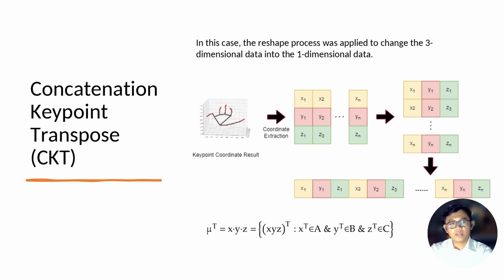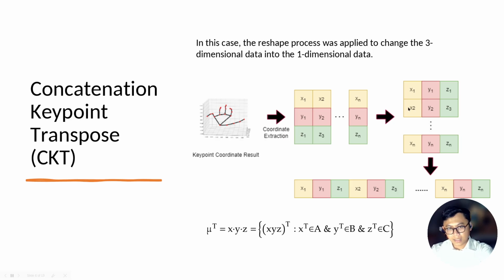So, what is the concatenation key point transpose? In the previous sections, we explained how we get the key points by using MediaPipe. After we got the key point coordinates, the x, y, and z, we totally got maybe around 60 points, and for each point we have three values x, y, and z. The concatenation key point transpose, or CKT, will transform this three-dimensional data into one-dimensional data.